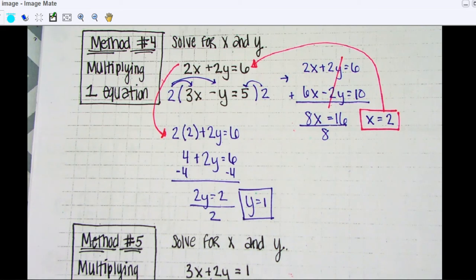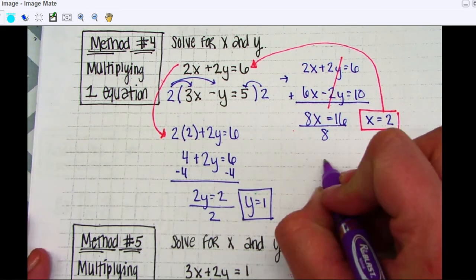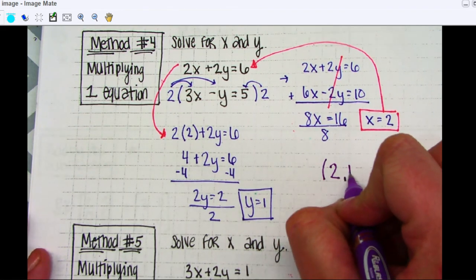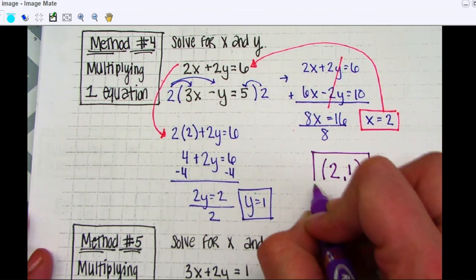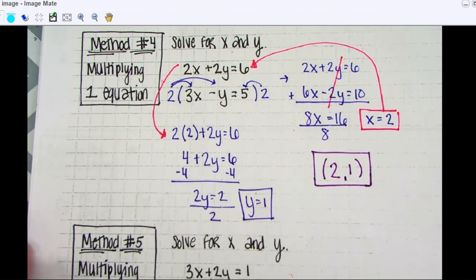To write our final answer, I'm going to put it as a coordinate. So 2 is first, then 1. So regardless of the equation that you multiplied by, whether or not you multiplied the top by a half or the bottom by 2, you should still get 2, 1 as your answer. So that's the good thing about systems. There's a bunch of pathways to solve them as long as the math is right.